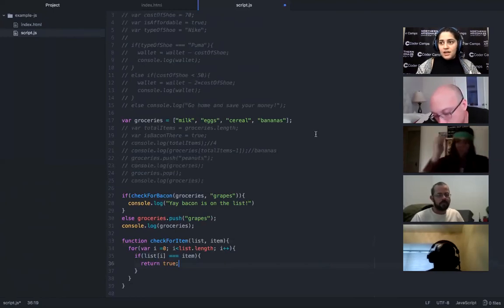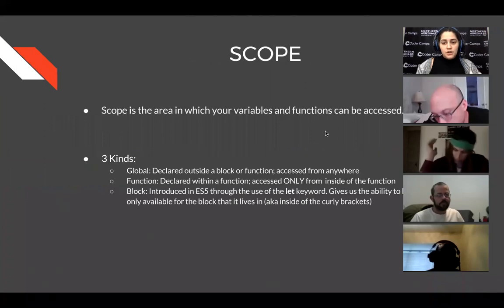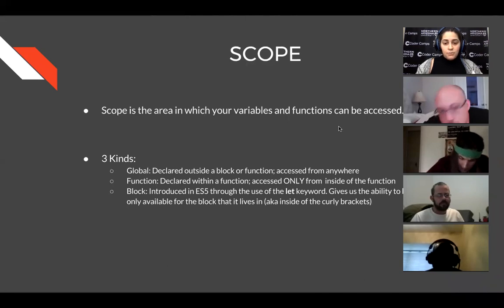All right, let's jump into scope. You just heard me talk about scope. Scope is the area in which your variables and functions can be accessed. There are different kinds of scope. We have global scope, which is declared outside of a block or function, and you can access it from anywhere. Function scope is declared within a function and is accessed only from inside of the function. And block scope is fairly new. It's introduced in ES5 through the use of the let keyword, which gives us the ability to have a variable only available for the block that it lives in, aka inside of the curly brackets.